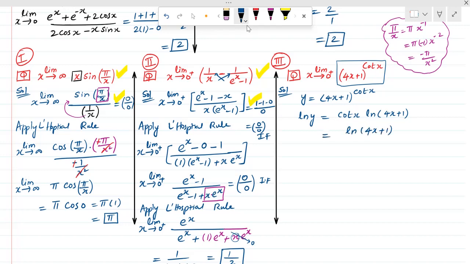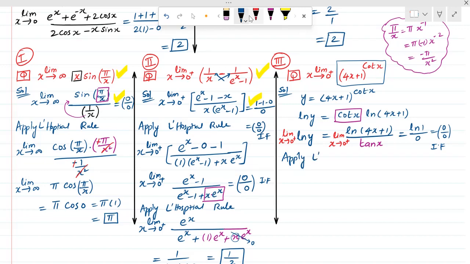Now the same thing I have to rewrite the function as ln(4x plus 1) over, I will bring it down, it becomes tan x. Now apply the limit both sides. What are the limits here? So you have a limit x approaches 0 plus, and here x approaches 0 plus, the right limit. Now when you apply the limit here, ln 1 over tan 0 is 0 over 0. Therefore, you will get 0 over 0, which is an indeterminate form.